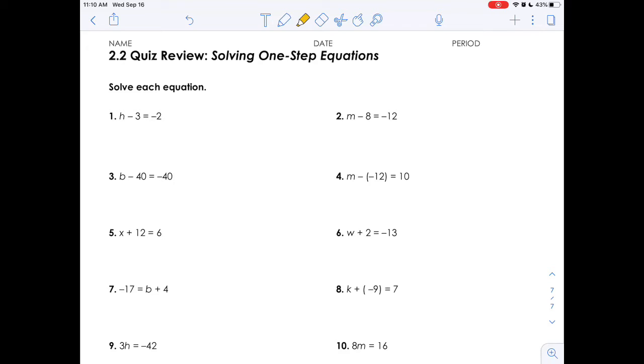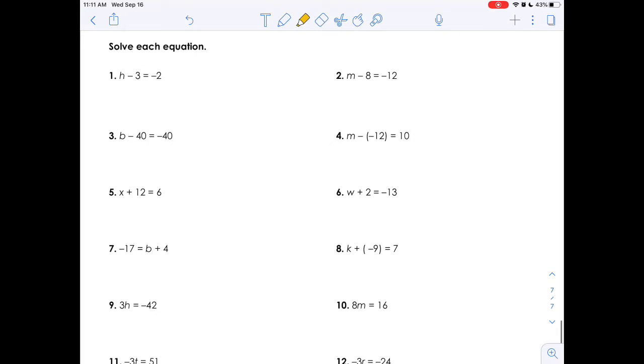In this video, I'll be going over the 2.2 quiz review covering solving one-step equations. For each of these, we're going to identify the unknown variable, we're going to use inverse operations to solve, and we're going to do a quick mental check to make sure that we got the answer right. I'm going to take a look at number 1.